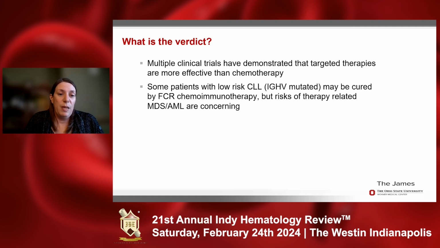So the only people who really should be considered for chemotherapy at this time are some patients with very low risk CLL, those IGHV mutated patients who are young and otherwise fit. Some of them might actually be cured by a chemoimmunotherapy regimen called FCR, fludarabine, cyclophosphamide, and rituximab. But there are long-term side effects to this regimen. And I think, even in this group of people, targeted therapies are probably better, in my opinion.